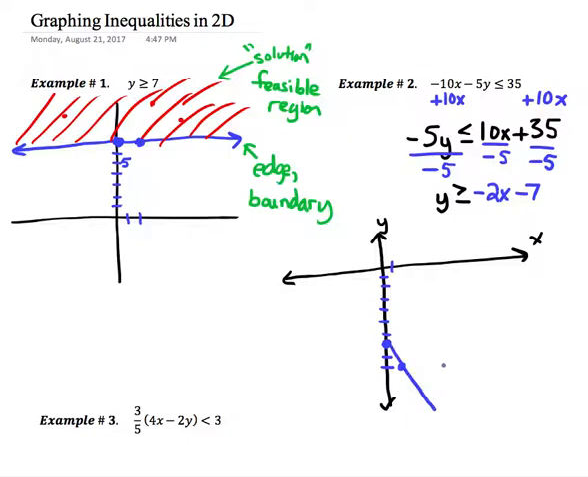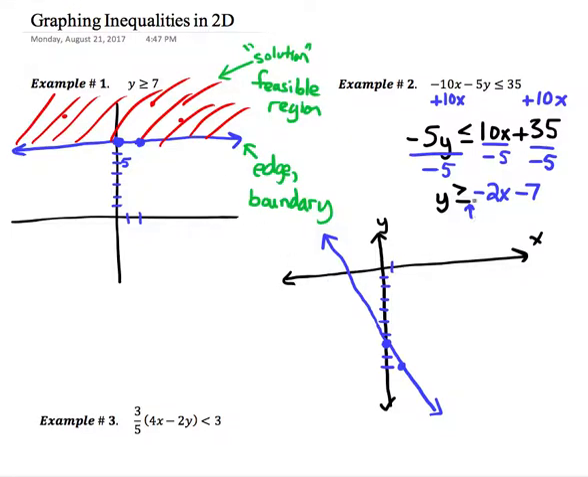Now, I want to be solid again because of this equals right here, right? If that equals wasn't there, I'd have to make my boundary dashed, but I think we're equal to it this time, so there we go. Kind of not the best boundary, but there you go. So now I want to shade in my solutions.